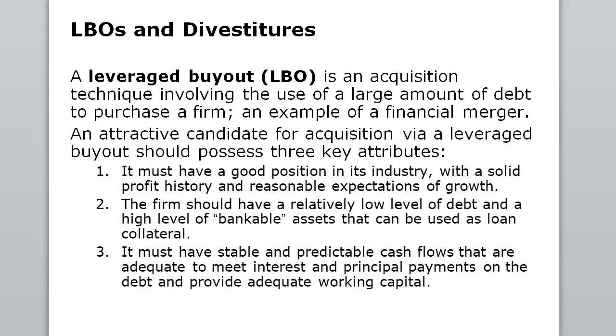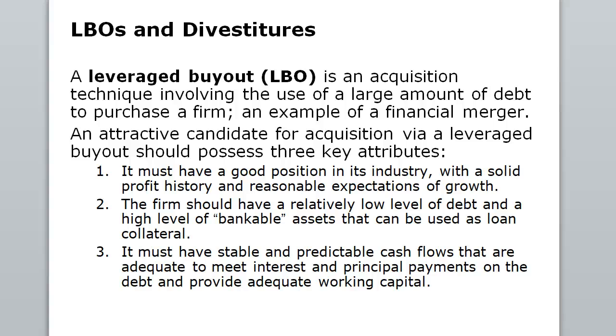So let's talk about leveraged buyouts, sometimes known as LBOs. A leveraged buyout is an acquisition involving the use of a large amount of debt to purchase a firm, and it's an example of a financial merger. We've had leveraged buyouts of big companies like Dunkin' Donuts and Burger King in the past, where creditors put a lot of money together to buy the company, rehabilitate it, and then sell the company at a profit, or bring the company public and keep a profit for themselves after going public.